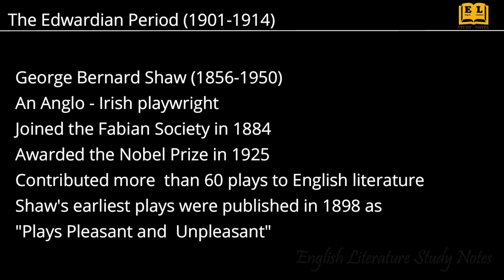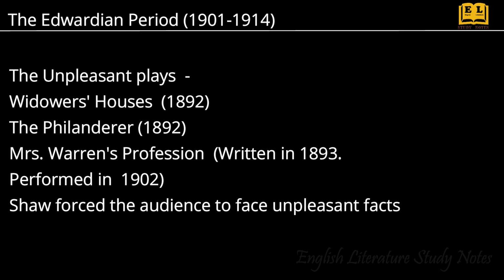George Bernard Shaw was an Anglo-Irish playwright. He joined the Fabian Society in 1884. Shaw was awarded the Nobel Prize in 1925. He contributed more than 60 plays to English literature. Shaw's earliest plays were published in 1898 as Plays Pleasant and Unpleasant. The unpleasant plays were Widowers' Houses, The Philanderer, and Mrs. Warren's Profession. In these plays, Shaw forced the audience to face unpleasant facts.